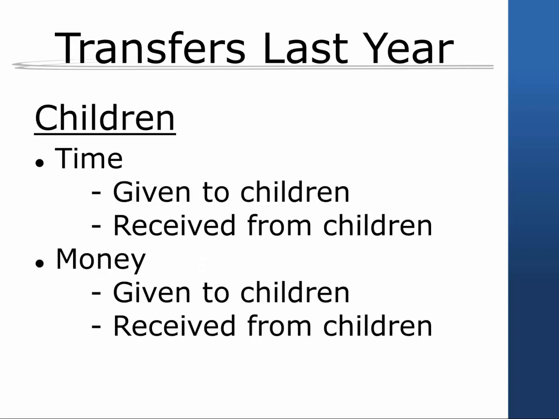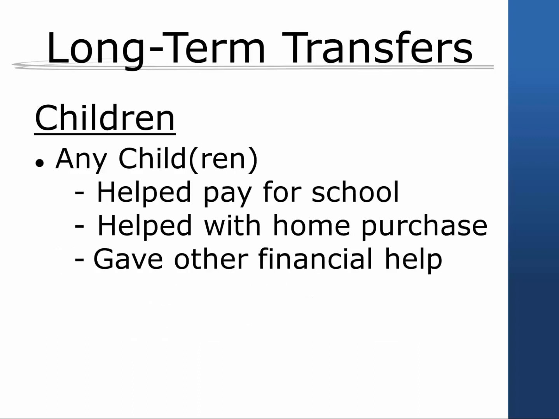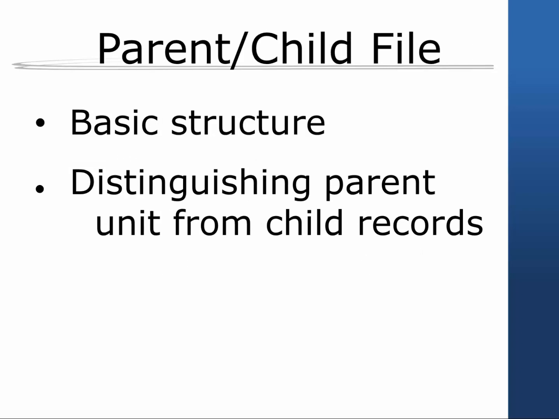The family level file also includes summary information on short-term and long-term transfers with children. These separate child variables indicate any transfer in the last year, including time and money both given to or received by children, amounts summed over children, and indicators of amount completeness. The family level file also includes summary information on long-term transfers from heads and, if applicable, wives to children, including help they gave for schooling, purchasing a home, and other financial help. Additional details about transfers are available in the parent-child file.